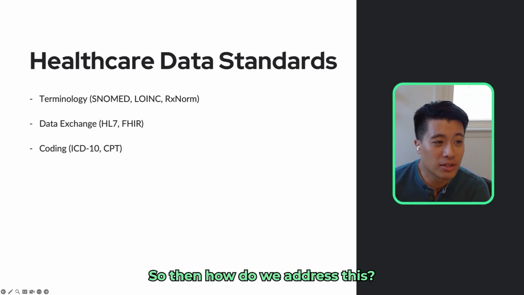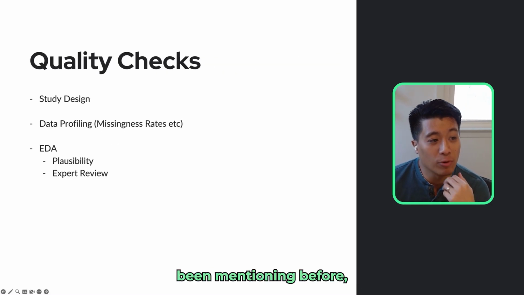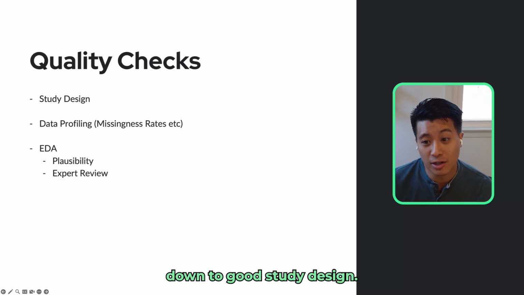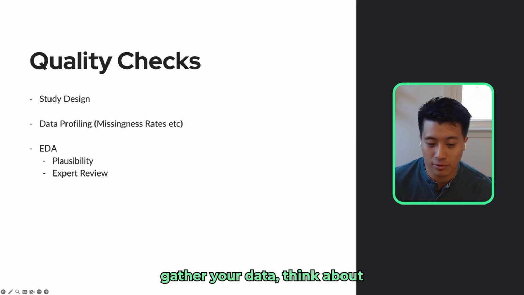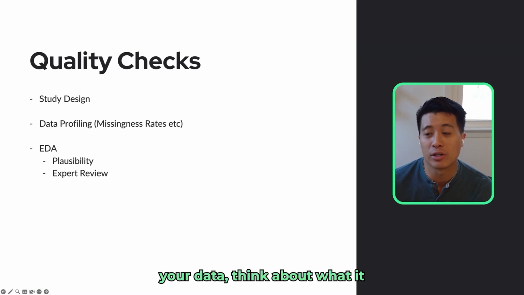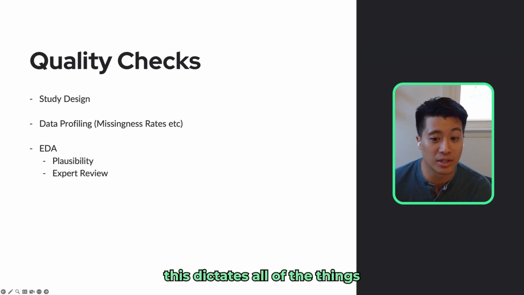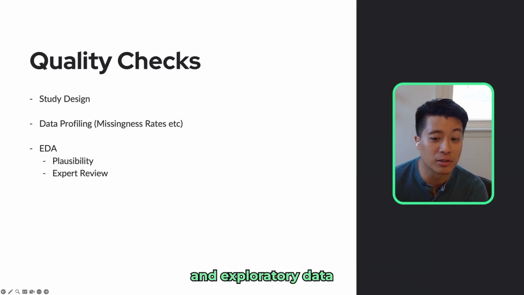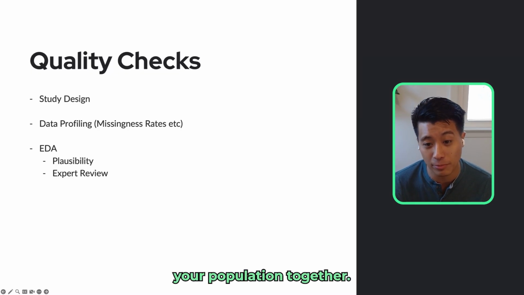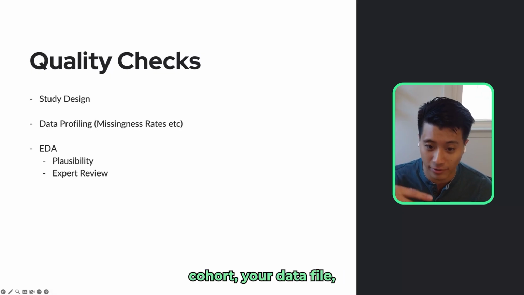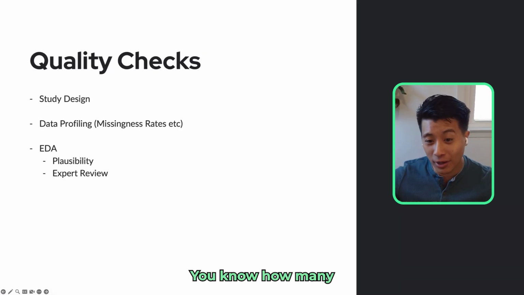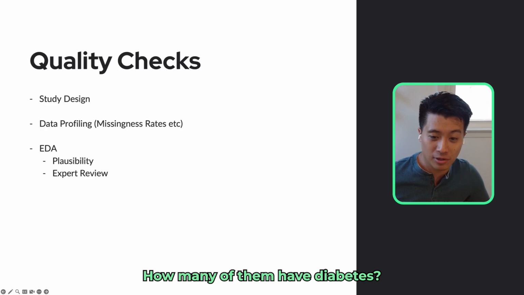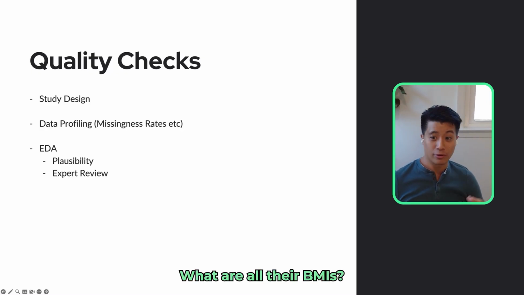So then how do we address this? Quality checks. Like I've been mentioning before, a lot of this just comes down to good study design. You have to think about how to gather your data, think about your data, think about what it is you're trying to say and what you're trying to accomplish, and this dictates all of the things that we just mentioned before. You can do data profiling and exploratory data analysis once you've got your population together, your cohort, your data file, whatever. Take a look at it. How many of them are male? How many of them are female? How many of them have diabetes? How tall are they? What are all their BMIs?